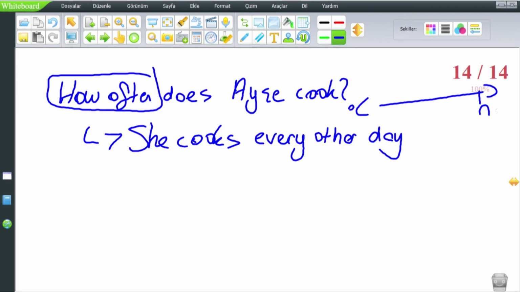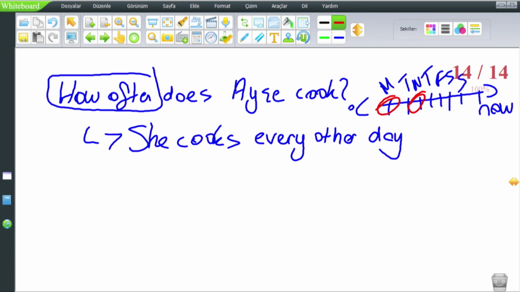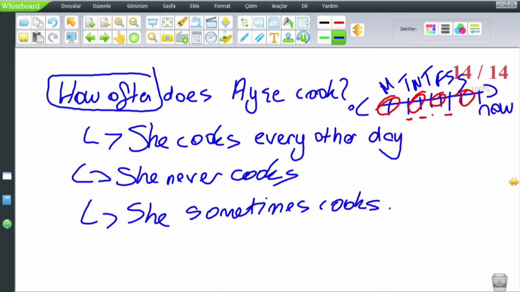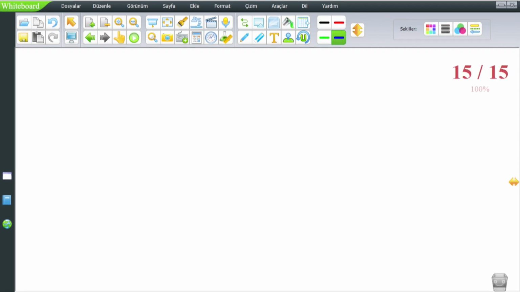Every other day means, let's say Monday, Tuesday, Wednesday, Thursday, Friday, Saturday, Sunday. Every other day means, for example, she did on Monday, Wednesday, Friday, and Saturday. We skip one day, and it's the same in Turkish. She cooks every other day, or she never cooks. She sometimes cooks. There are a lot of options that you can answer from.